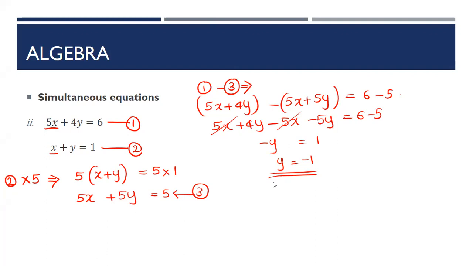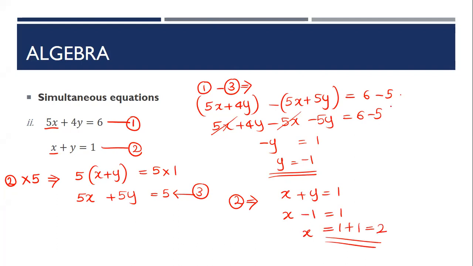After that I am applying the y value to my second equation. So in the second equation, x plus y is 1. So x plus minus 1 is equal to 1. So minus 1 is going to the right side as plus 1, and we are getting the x value as 2. So in the simultaneous equations, my x value is 2 and my y value is minus 1. So we are getting the same answers in both ways.